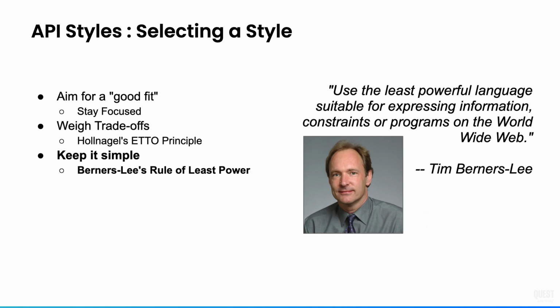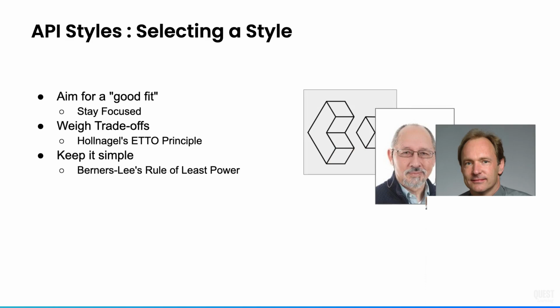And finally, Tim Berners-Lee's rule of least power means we want to keep it as simple as we can. We want to use the least powerful solution for expressing the constraints and the problem that we're working on. We don't want to get too complicated. The more advanced, the more complicated the solution, the fewer options we have, and we run into the delegation problem again. So there's lots of reason to think about picking the one that works the simplest, that trades off the good for the bad and is still a good fit.